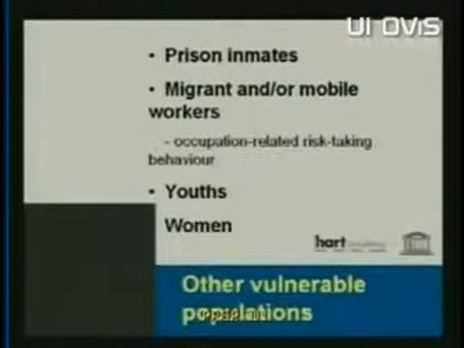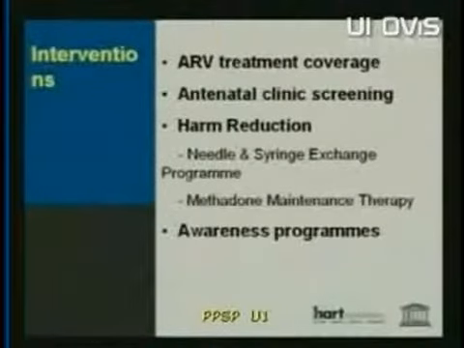Next, please. Other vulnerable populations that we need to look at and of concern would be the prison inmates, where again injecting drug use is high. Most of them are actually in prison due to drug-related offences. Among the migrant and mobile populations, as well as refugees and displaced populations, some of these mobile populations are occupational related, like I mentioned, the fishermen in the East Coast. Youth and women are also vulnerable populations, especially looking at the recent trend in the increased number of reported cases among women. And in terms of intervention in Malaysia, one of the key things that has been done is the coverage of antiretroviral treatment.